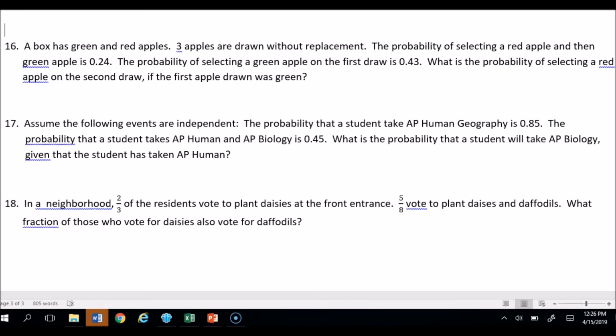16, 17, and 18 are conditional probability problems. When we talk about these problems, our formula is the probability that A occurred given that B has occurred is equal to the probability of A and B occurring divided by the probability of B.